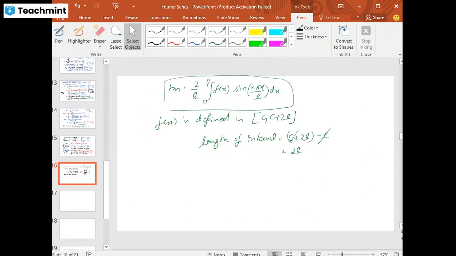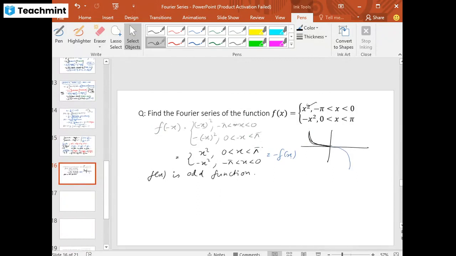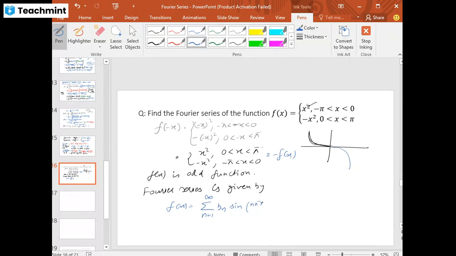So what does it mean? Because your function is an odd function, in this case the Fourier series is given by f of x is equal to summation n varies from 1 to infinity bn sine of n pi x upon L. That is, the values of the Fourier coefficients a naught and an, both of them are 0.